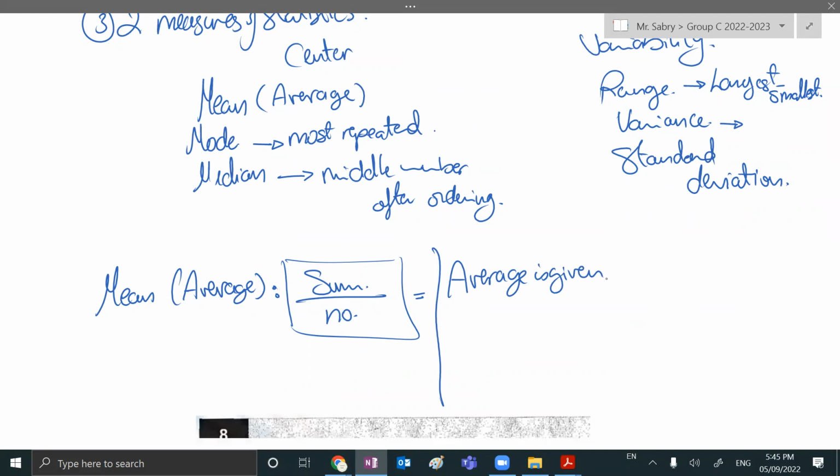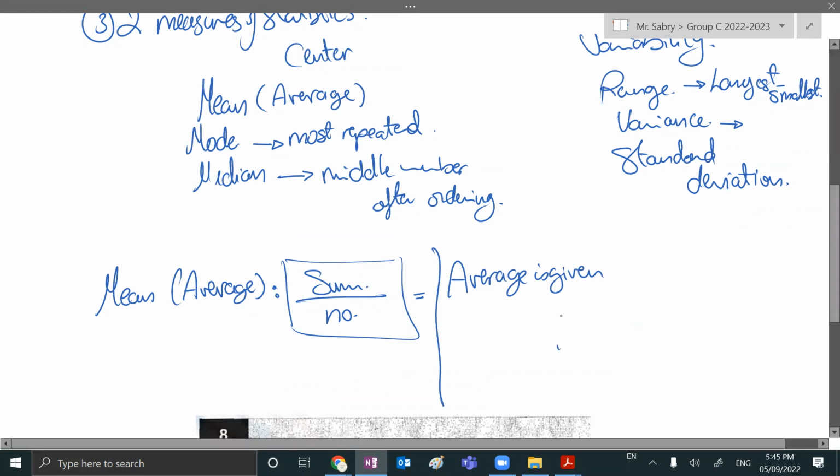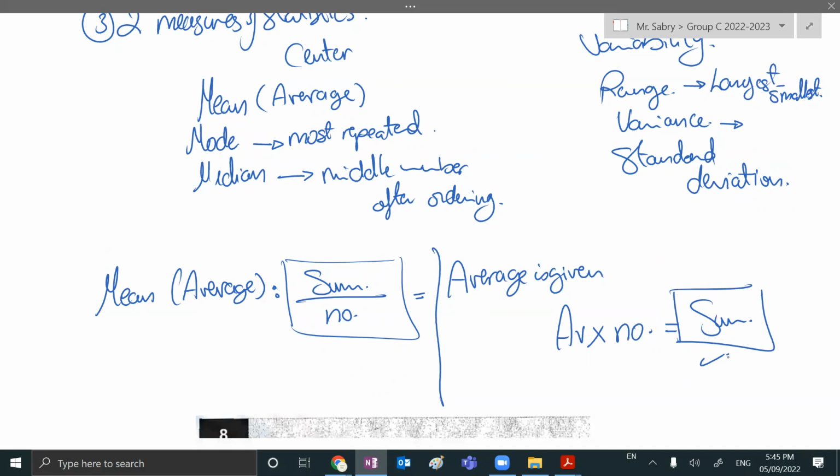And then there's something else, the remaining part of the question. But I'm talking about whenever you find out that an average is there, what do you do? You have to take the average and multiply it by the number, because that would give you the sum, and that is always important. That will always help.